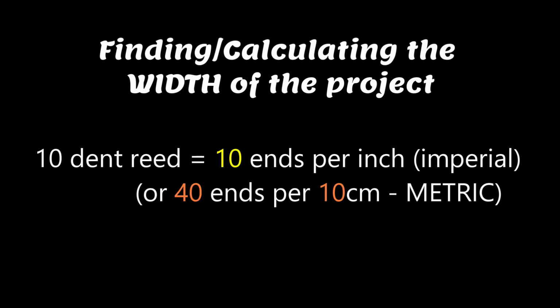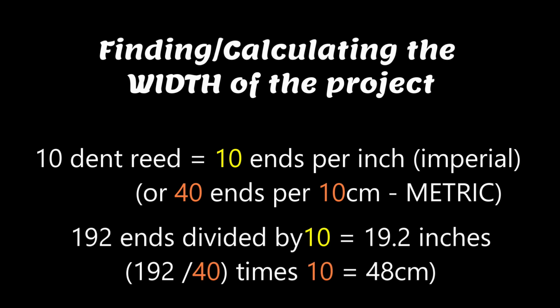Let's calculate the width. A 10 dent reed is called that because there are 10 ends per inch in the reed. That's imperial. In metric, there are 40 ends per 10 centimetres. So to get the width in the reed, 192 ends divided by 10 equals 19.2 inches in imperial. In metric, that's 192 divided by 40 times 10, so that's 48 centimetres width. And this is the width in the reed, or the width that we need to make sure we have for our pattern.